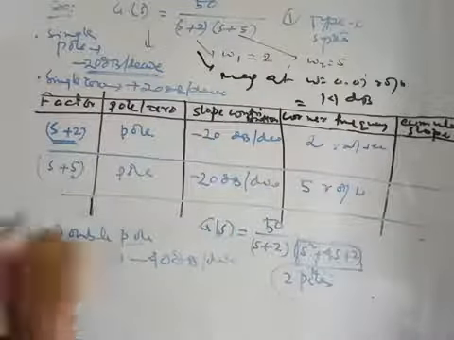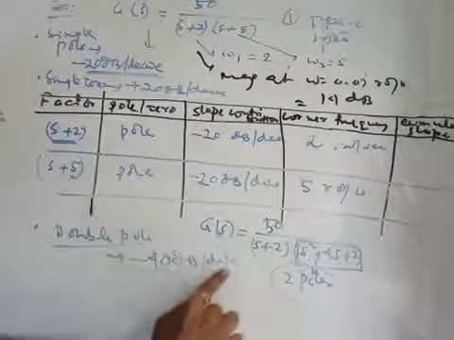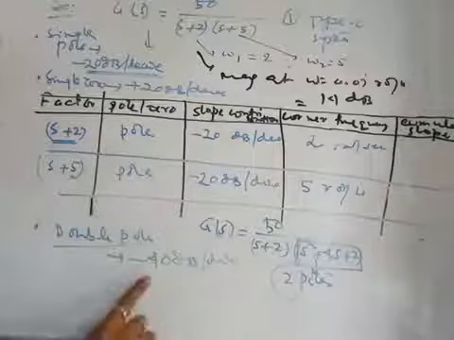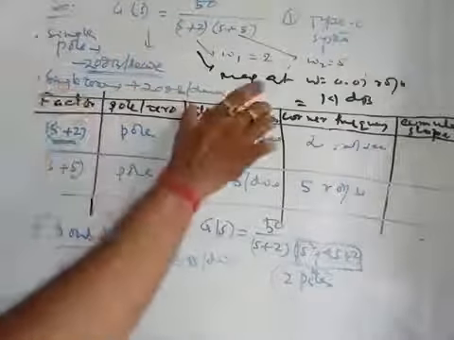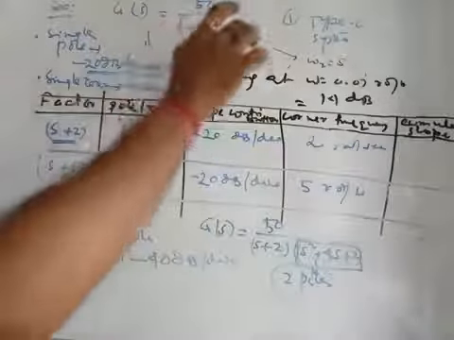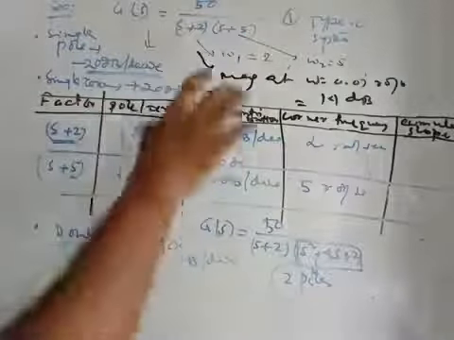For double zero, this is plus 40 dB per decade. For triple zero, this is plus 60 dB per decade. So this is how the slope contribution for each of the factors associated with the transfer functions can be determined.